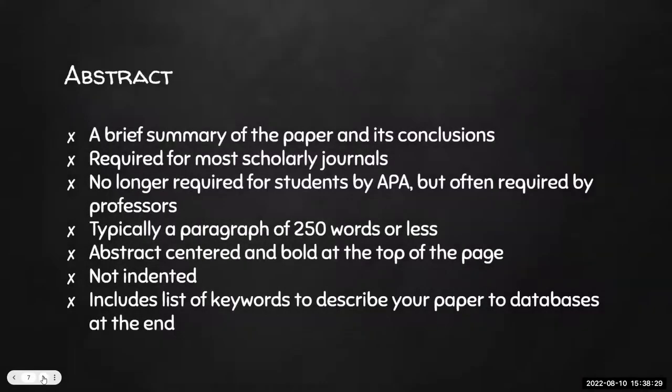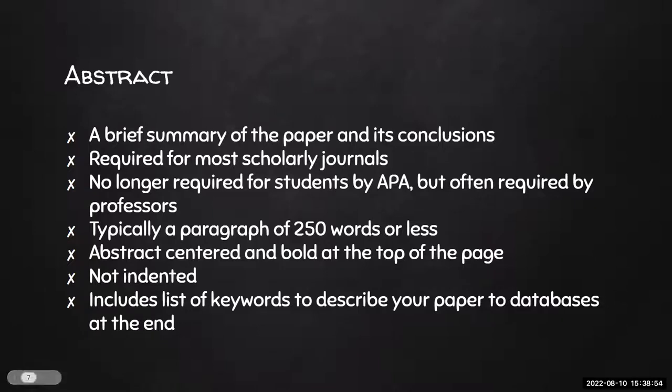Next, the abstract. An abstract is a brief summary of the paper and its conclusions, and it is usually about 250 words or less. Abstracts are required for the scholarly journals, but in the APA 7 new guidelines, it's not necessarily required for student papers unless your professor asks you to do so.